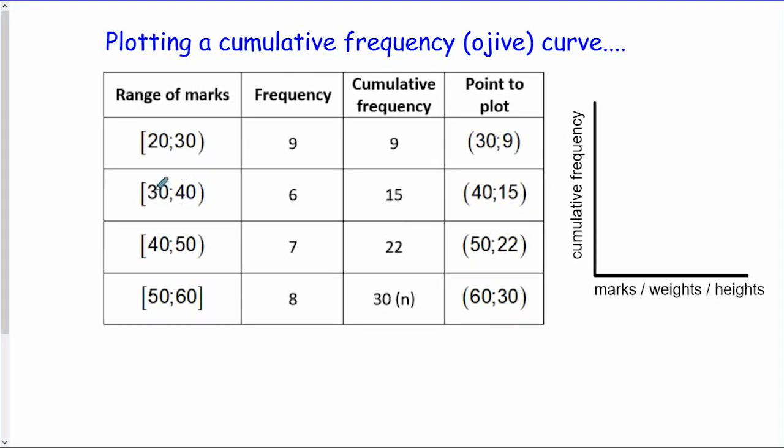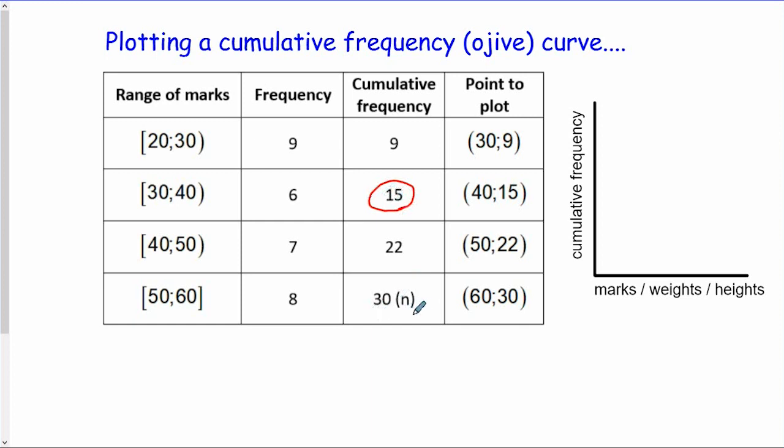Okay, still working with grouped data. Sometimes we ask you to plot what's called a cumulative frequency curve. The important thing to remember here is that we've got our frequencies, and in the column next door, we have what's called the cumulative frequency. So, for example, 9 is the cumulative frequency thus far, plus 6 gives us 15. This number of 15 means that 15 people got a mark of 40 or less.